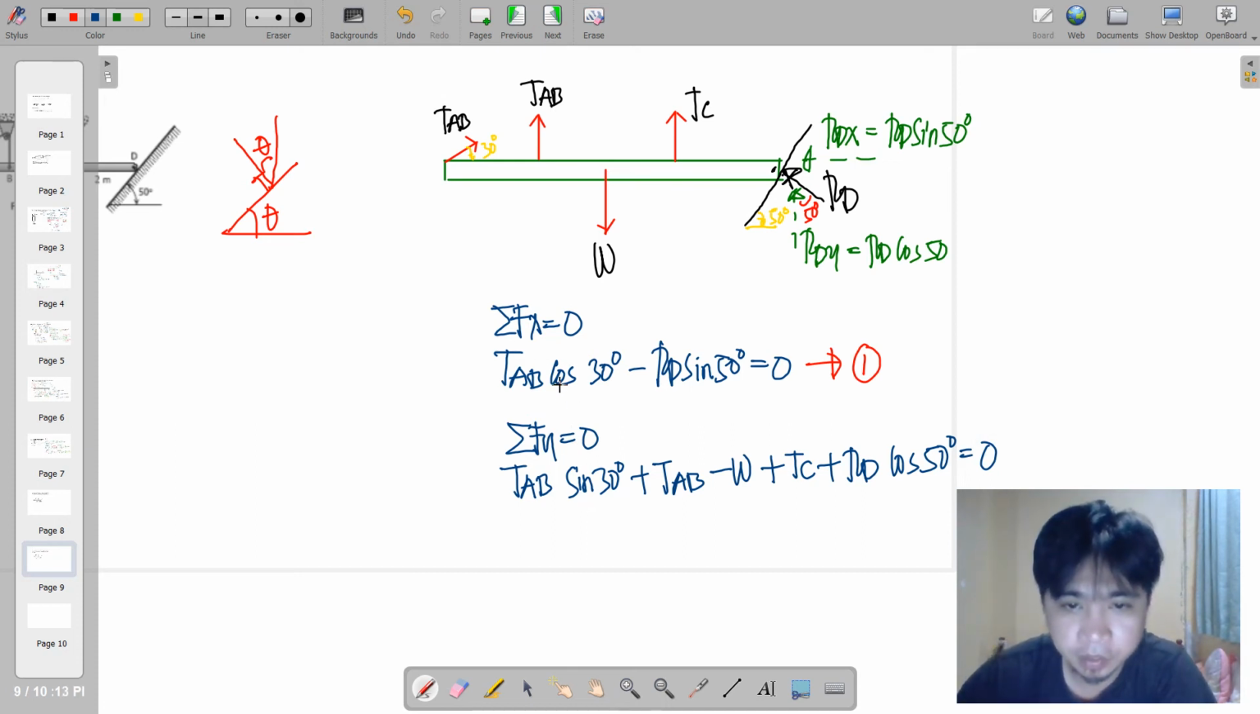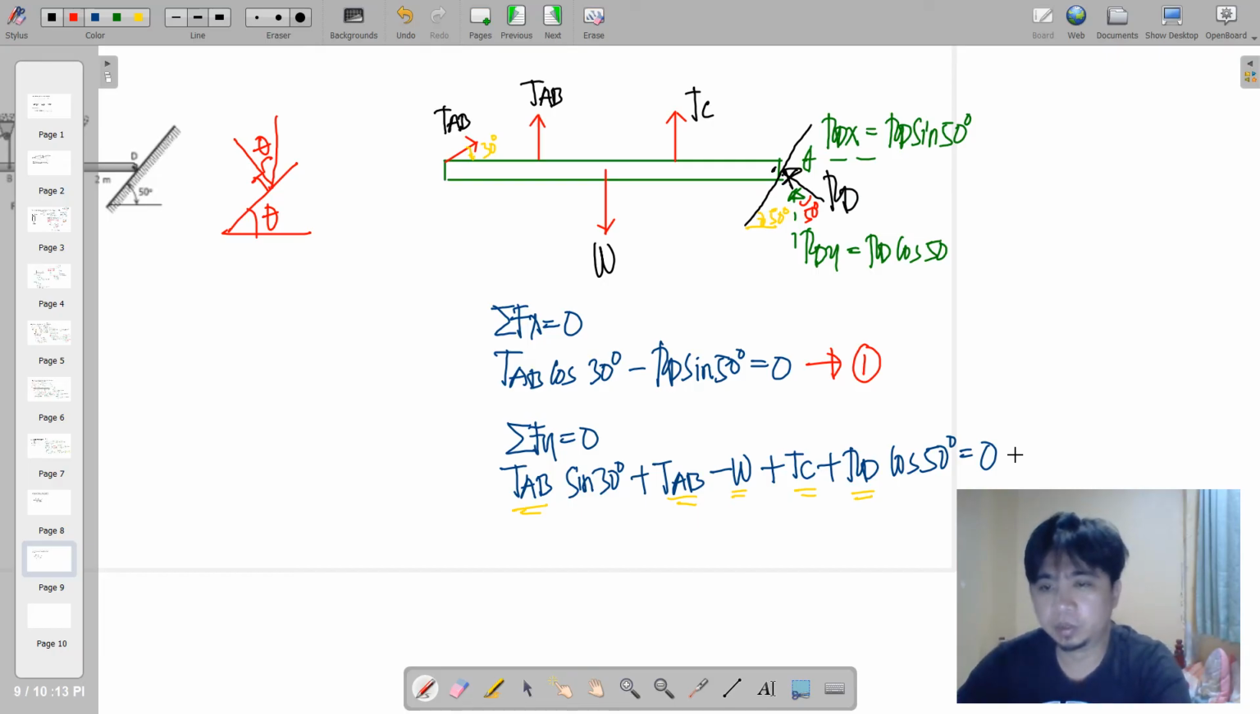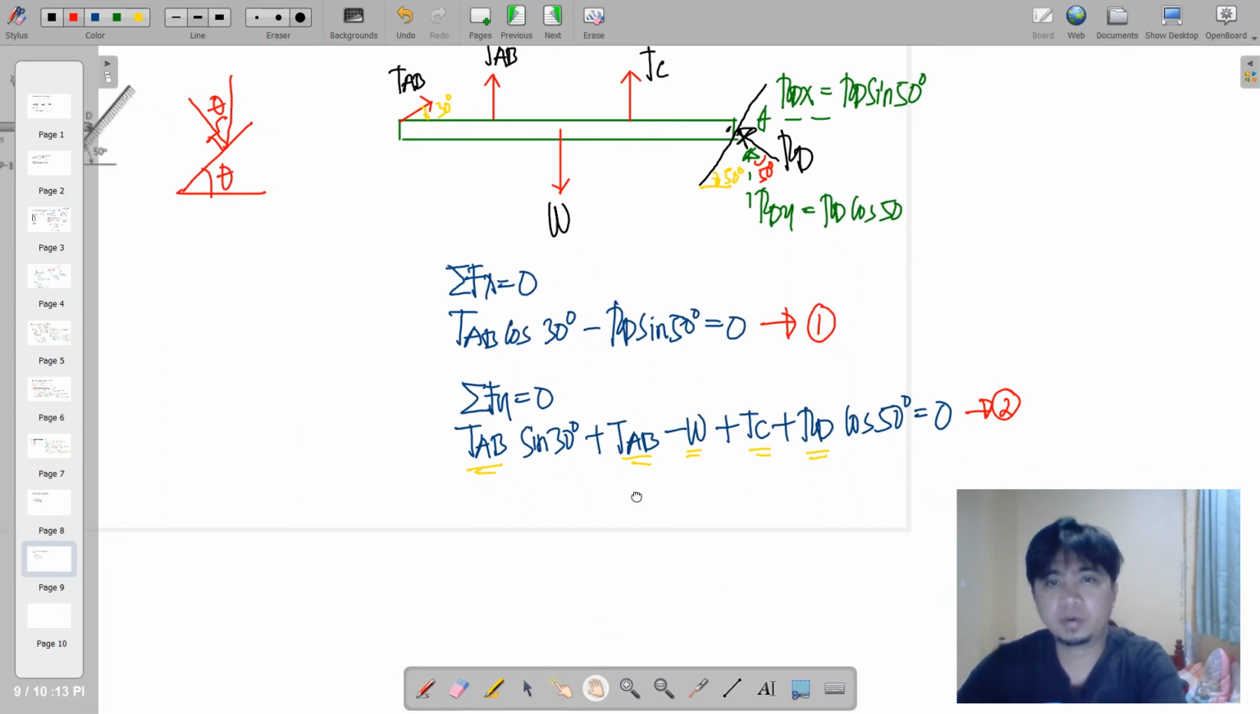So notice here that your equation contains TAB, TC, and W, as well as RD. So in this equation, we cannot further proceed and we need to obtain another equation to simplify our equation. So for the meantime, I will tag this as equation 2. So we can form another equation.